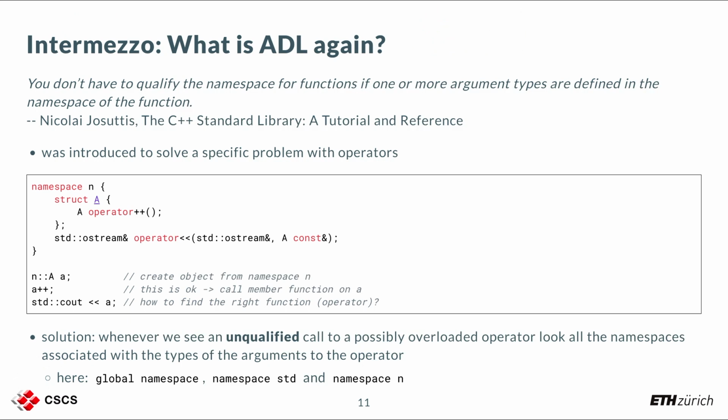This is a quote from Josuttis, and it reads, "You don't have to qualify the namespace for functions if one or more argument types are defined in the namespace of the function." So kind of a terse representation of ADL, but we'll look in more detail at what it actually is. And I think it's useful to look at it historically. Why do we even have a thing like ADL in C++?